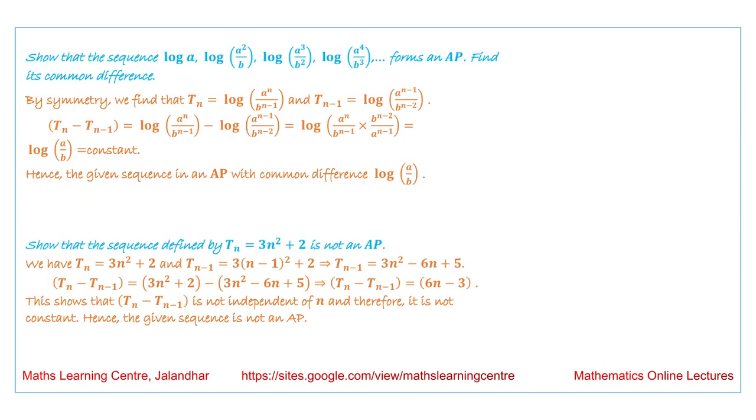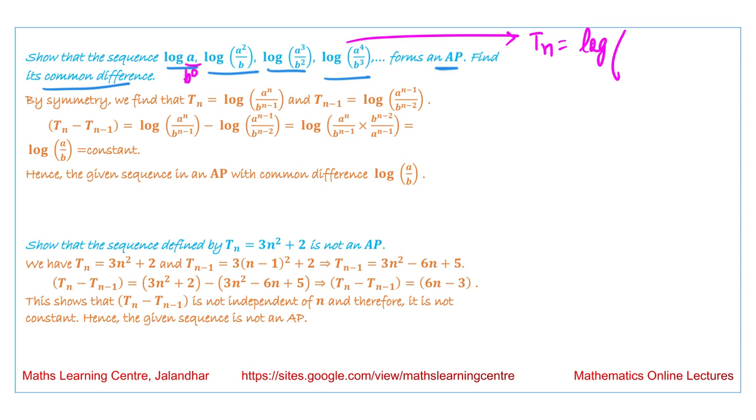Next is, show that log a square by b, log a cube by b square, log a4 by b cube forms an AP, and we have to find the common difference. If we write the general term, it is Tn is equal to log of, for the first term, b is raised to the power 0 over here. So the first term corresponds to a by b, and the general term is a raised to the power n and b raised to the power n minus 1.